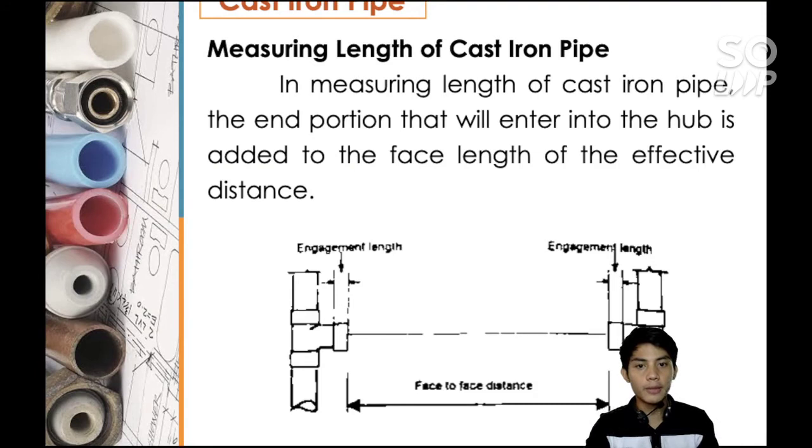Then let's move on to measuring the length of cast iron pipe. In measuring the length of cast iron pipe, the end portion that will enter into the hub is added to the face length of the effective distance. So right here, we have the face-to-face distance, then we add the engagement.